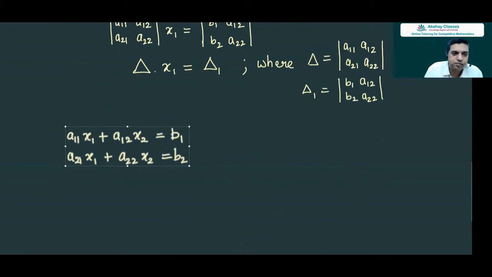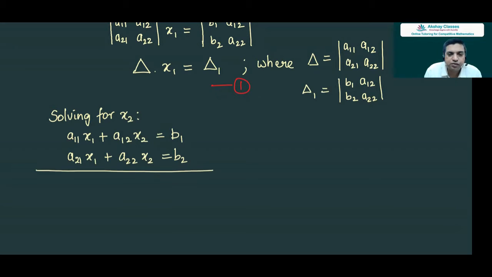So solving for x2, I write this as equation 1. Now solving for x2, we have to eliminate the coefficients of x1. So we multiply the first equation by the coefficient of x1 in the second equation, and multiply the second equation with the coefficient of x1 in the first equation, and then subtract.